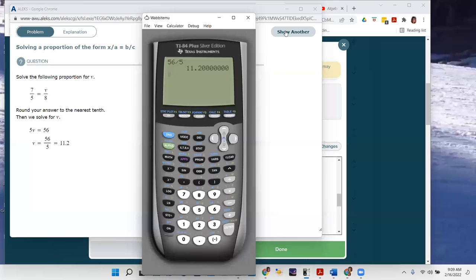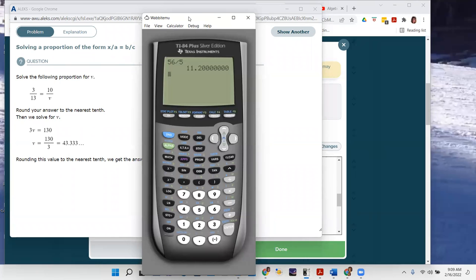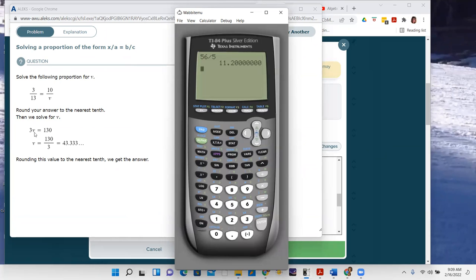Let's see another one. All right, so here they cross multiply. 3 times v equals 10 times 13 is 130. And then divide both sides by 3. And for this one, to round to the nearest tenth, now, again, that is the tenths place. And you look at the next number, which is the 3, that is not a 5 or higher. So you're going to leave your answer at 43.3. That's rounded to the nearest tenth.